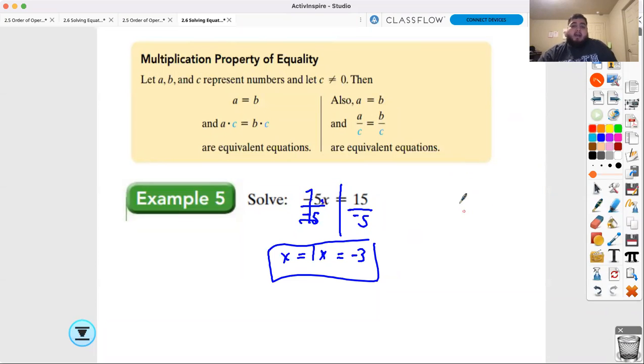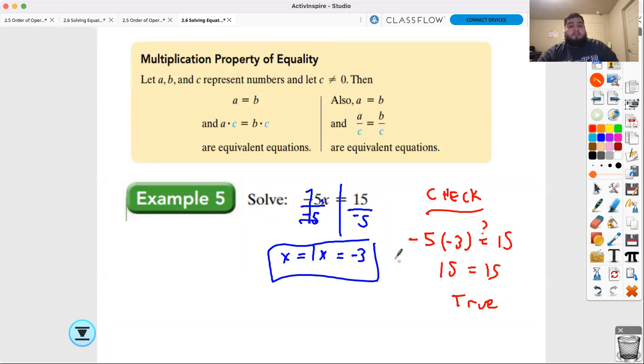I want to test it out, right? Because I know how to check, because that's a tool that I know. So now I'll plug it in. So it'll be -5 parentheses -3 equals 15 question mark. Two negatives we know makes a positive. 15 equals 15 is true. So that tells me that -3 is the correct solution, class. What questions do we have on example 5, whether it be the solving or the checking?